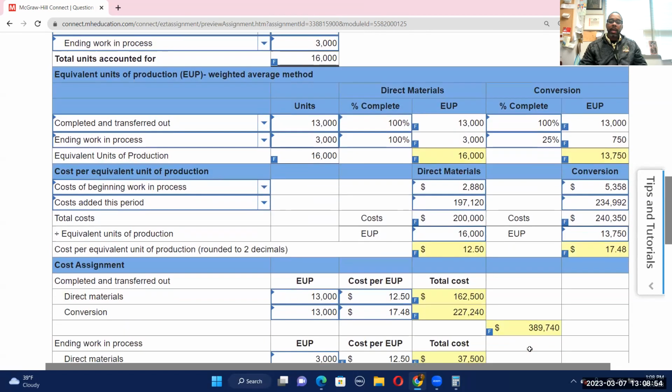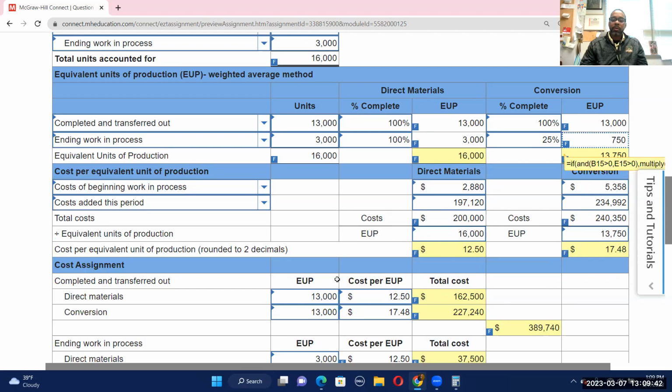Now we're going to come back and I think we're reconciling now. So you'll take completed and transferred out. It was 13,000 EUPs for direct materials, 13,000 for conversion. Multiply by $12.50 for direct materials and $17.48 for conversion. You get a total cost for direct materials of $162,500. For conversion, you get a total cost of $227,240. Add these two together, you get $389,740.